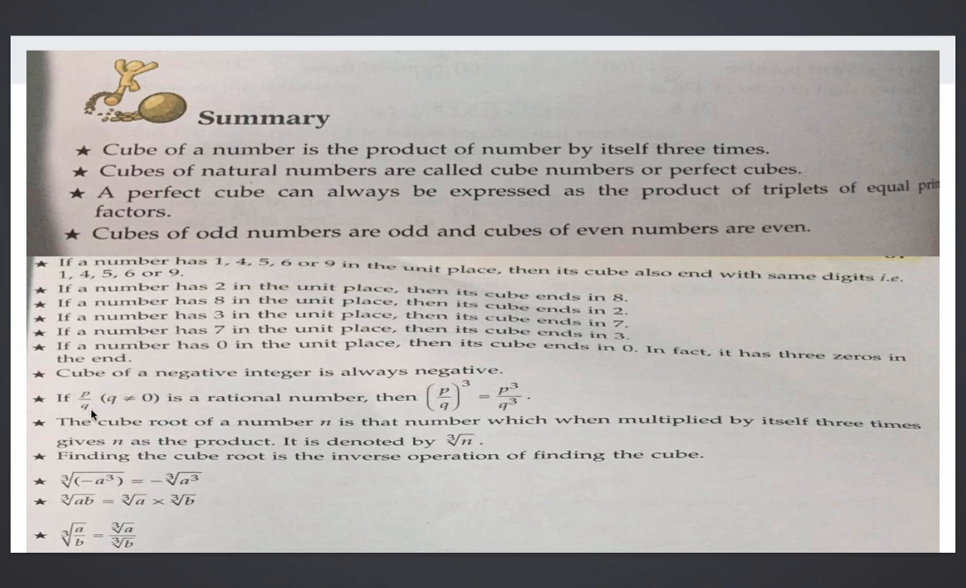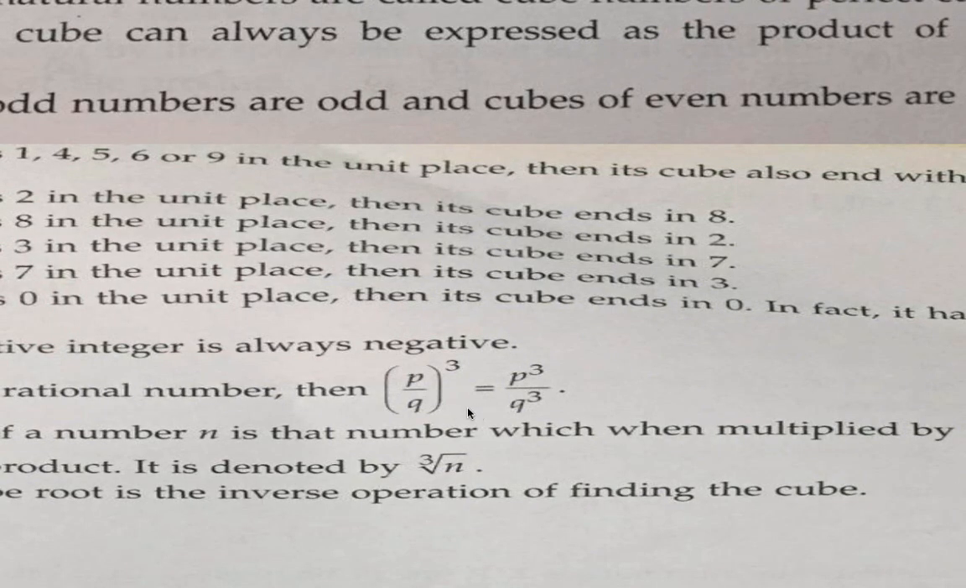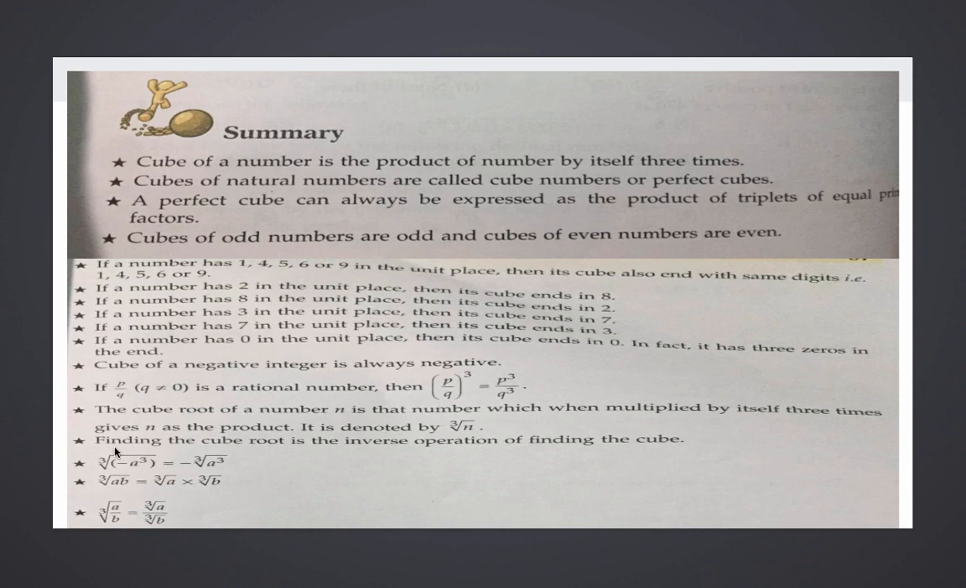Okay. If p by q is a rational number where q is not equal to 0, in the first chapter we discussed the definition of a rational number. Then p by q whole cube is equal to numerator cube upon denominator cube. Clear, students? This was there in laws of exponents also, if you remember. Exactly the same here.